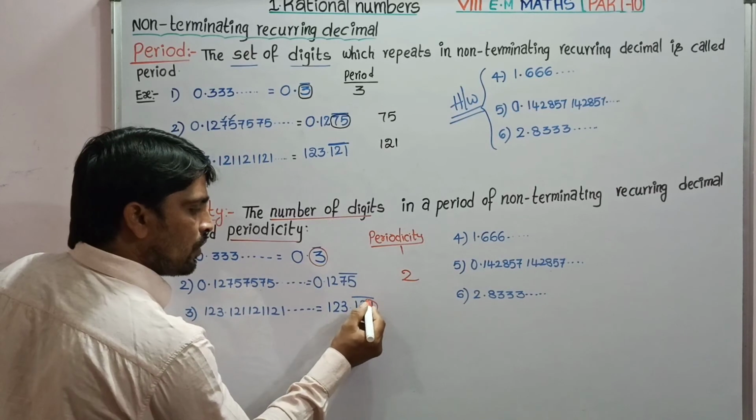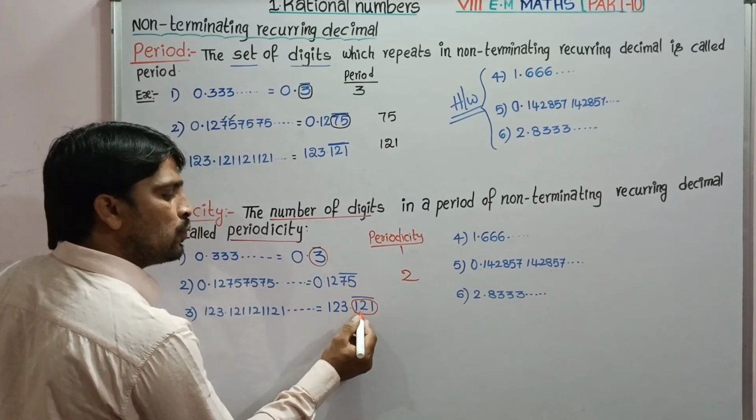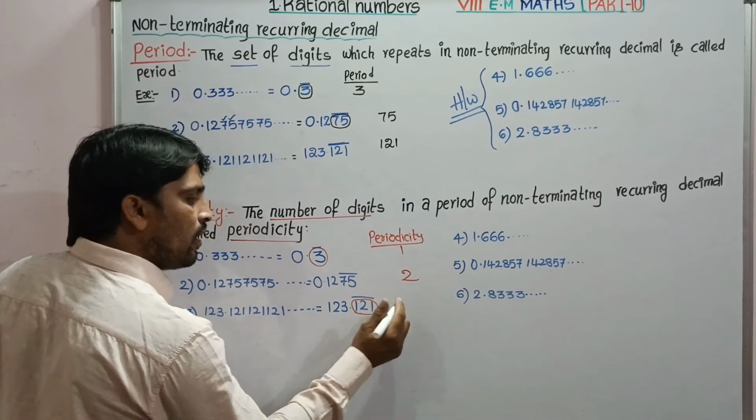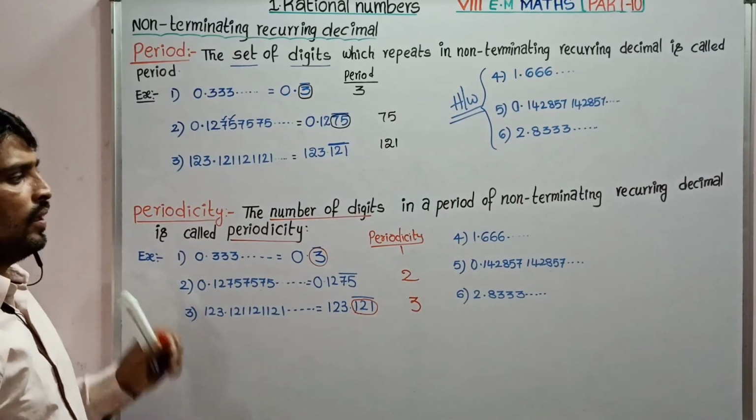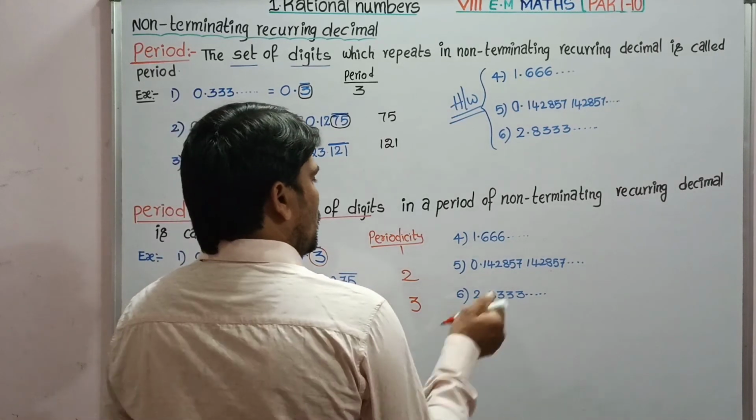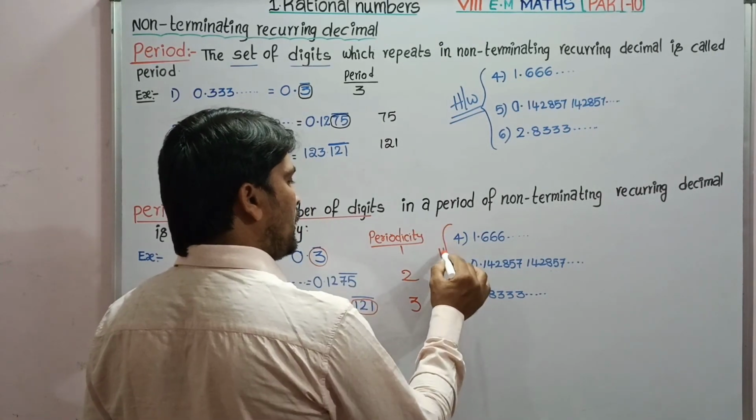Here period is 121. Number of digits in the period are 3. So periodicity of 123.121 bar is 3. Okay. Similarly, these are homework for you. Try by yourself.